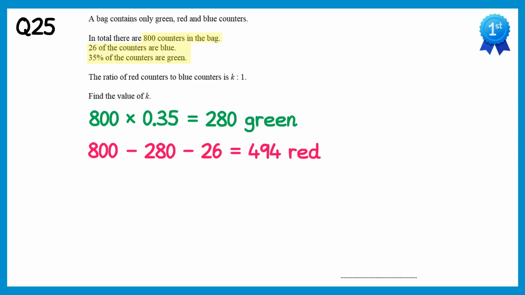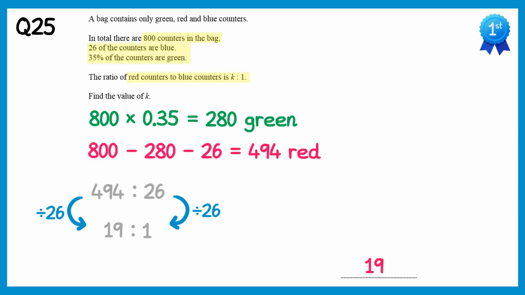We're told in the question the ratio of red counters to blue counters is k to 1. So the red counters, there are 494 of those, and the blue counters, there are 26 of those. We need to write this in the form k to 1. To get from 26 to 1, you divide by 26, so do 494 divided by 26, and you'll find that k is 19. So the answer is 19.